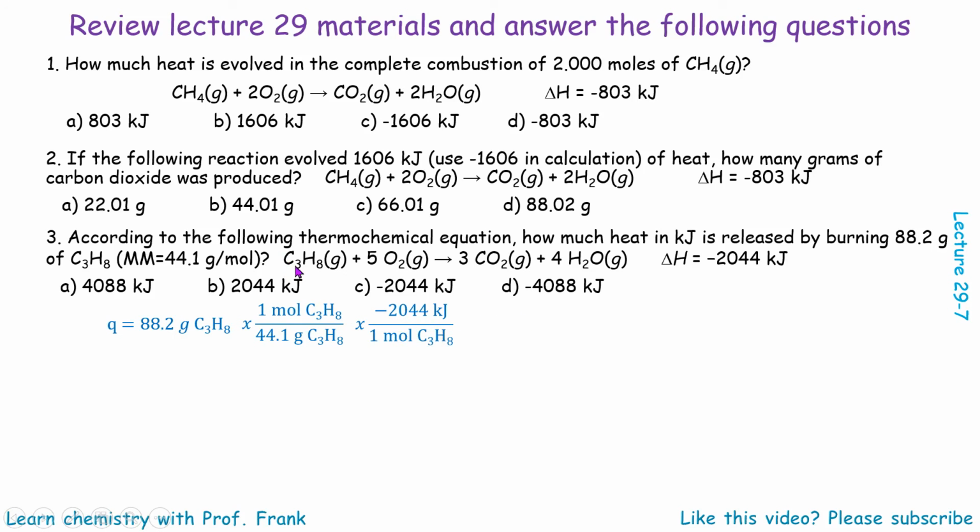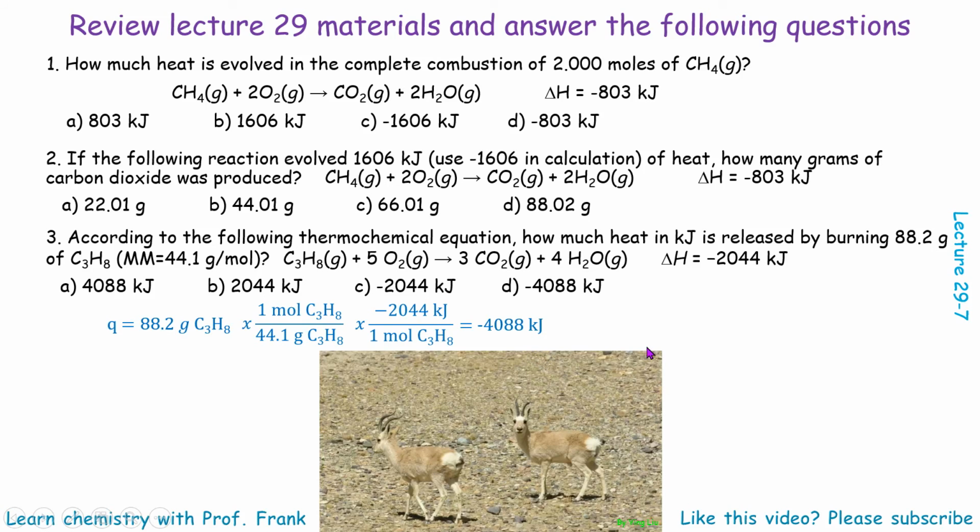1 mole of propane is equivalent to negative 2044 kilojoules, and that should give us negative 4088 kilojoules. That's the answer for quiz number 3.